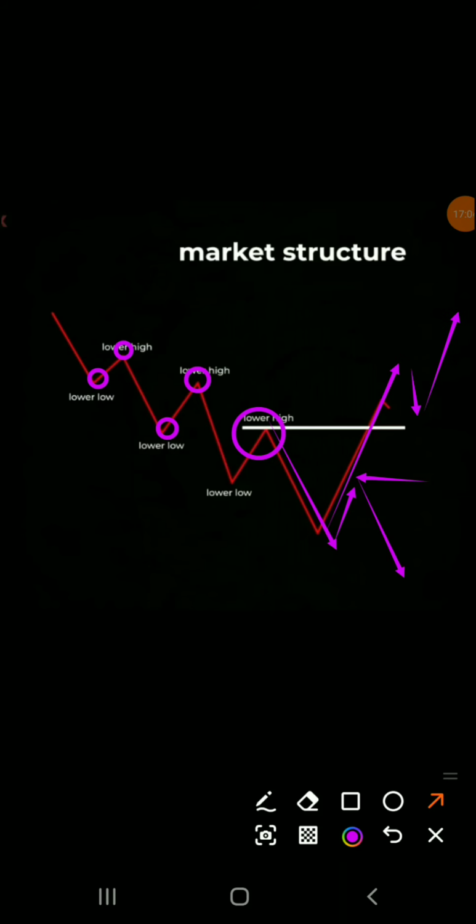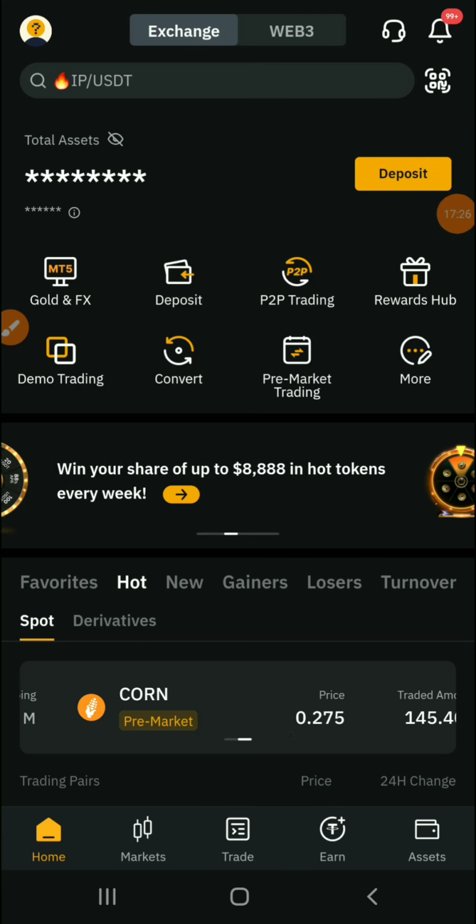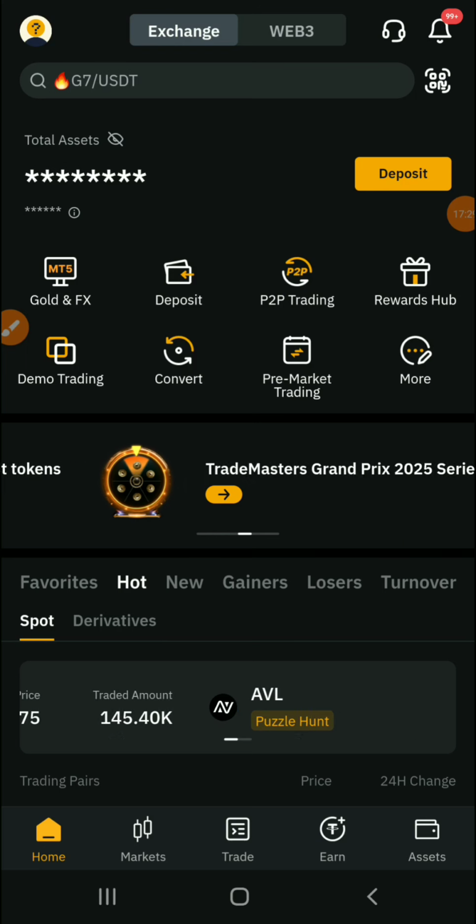Now this point right here serves as our change of character. Now this is how you can spot break of structures, break of structure like this and change of character like this. So that's a quick overview of what a break of structure and change of character is.